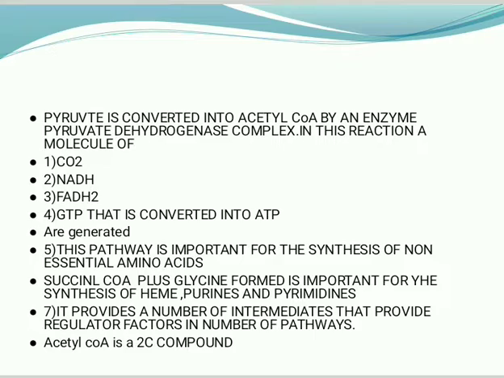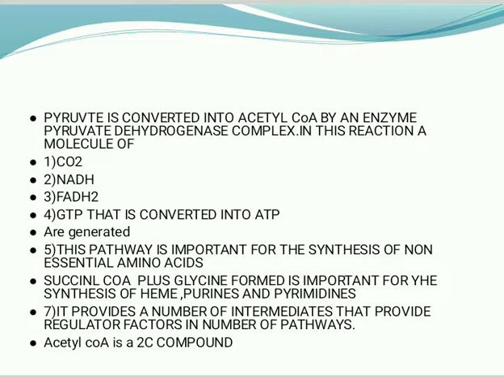Succinyl CoA plus glycine formed in this reaction are important for the synthesis of heme, purines and pyrimidines. And what is heme? It is required for blood synthesis. Purines and pyrimidines are nitrogenous bases required for the synthesis of DNA. The cycle provides a number of intermediates that act as regulatory factors in a number of pathways. What are the intermediates? They are succinyl CoA, alpha ketoglutarate, citrate. These are all intermediates of the TCA cycle that are involved in the production of some other chemical compounds.